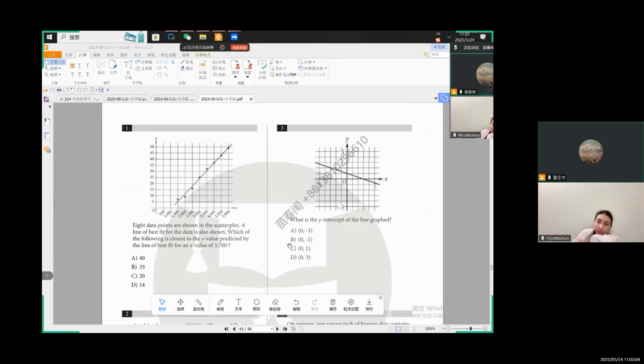Question 1. Question 1, I put B. 2, I put B. 3, I put C. 4, I put D. 5, I put D. 6, I put C. 7, I put B. 8, I put A. 9, I put C. 10, I put A. 11, I put A. 12, I put A. 13, I put A. 12 is A, 13 is also A, right? Yes, that is 13.